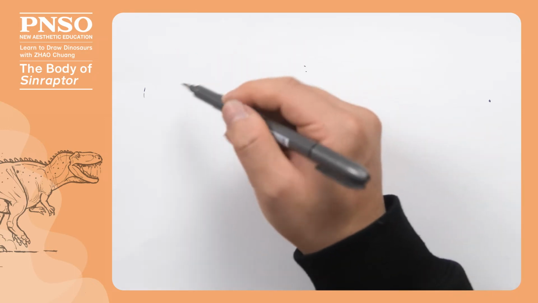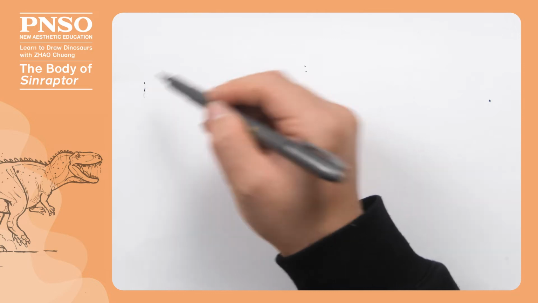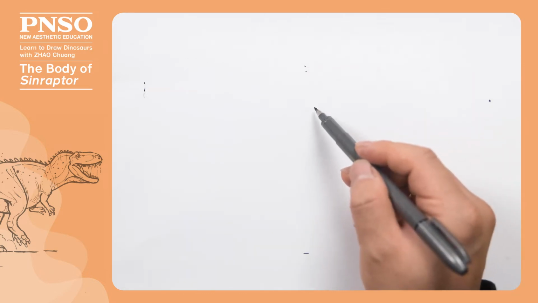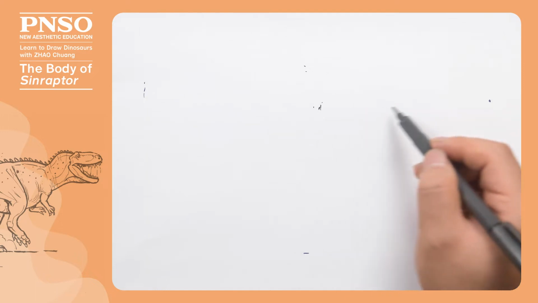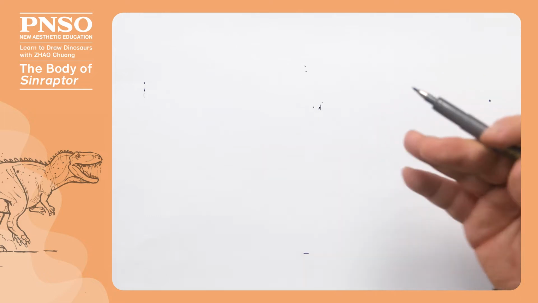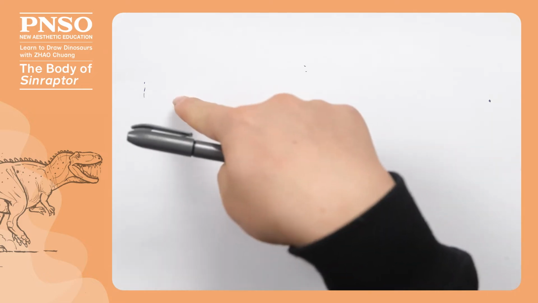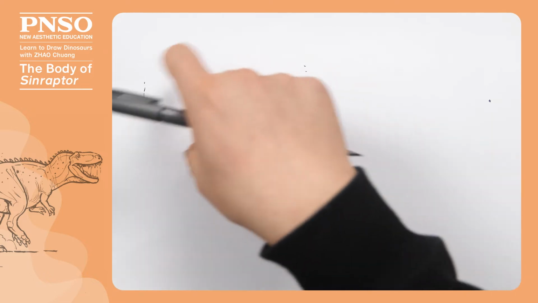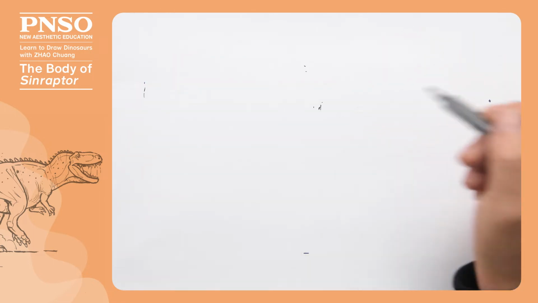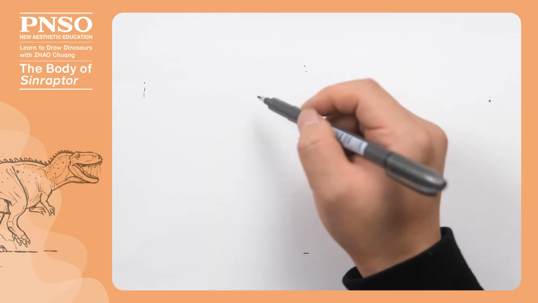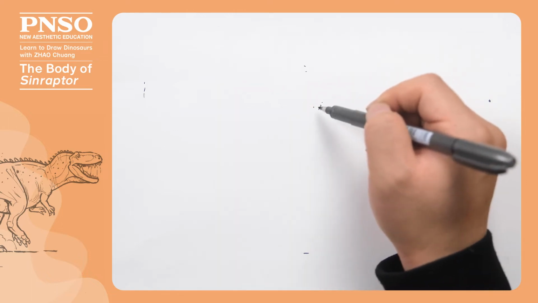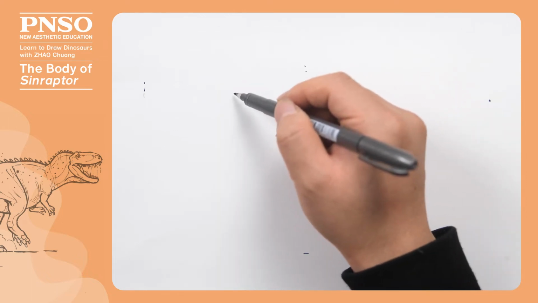Then let's determine the positions of its various parts. Its tail accounted for half length of its body, so we draw its tail till here. We'll draw a Sinraptor as it was walking in this direction with its head turned and its mouth open. After determining the position of its tail, the front half of its body can be divided into 4 sections.